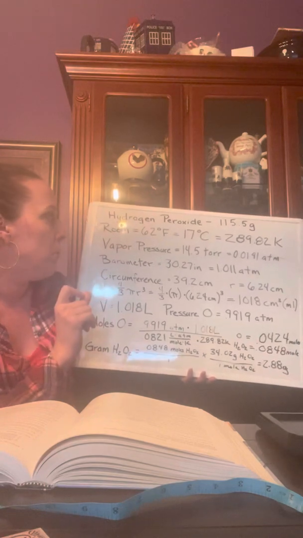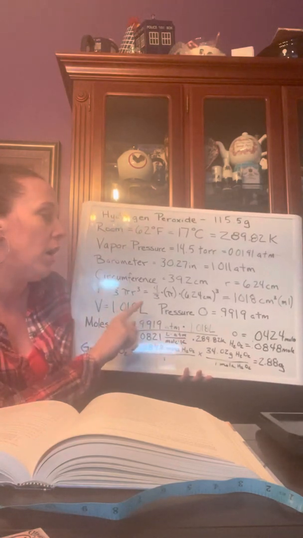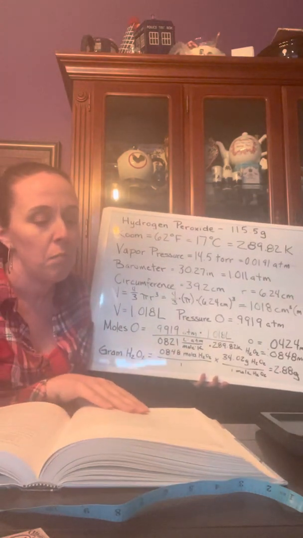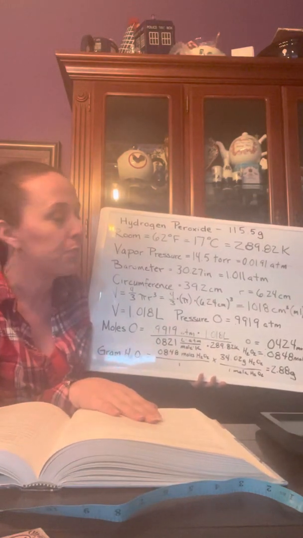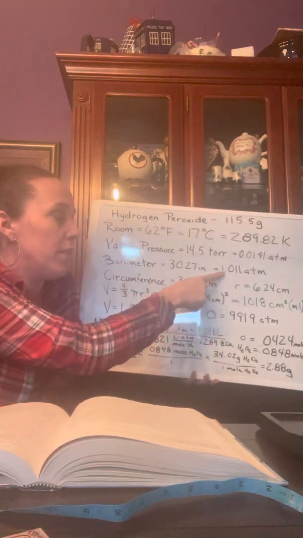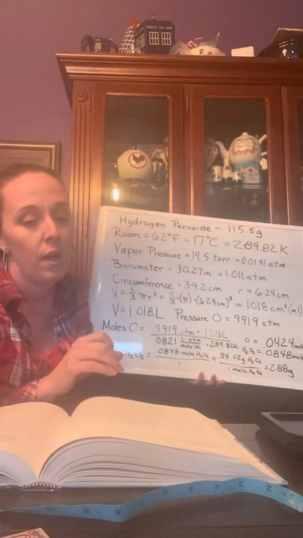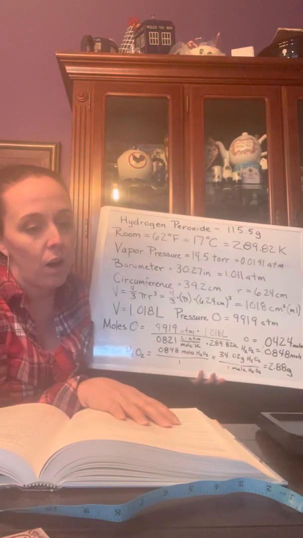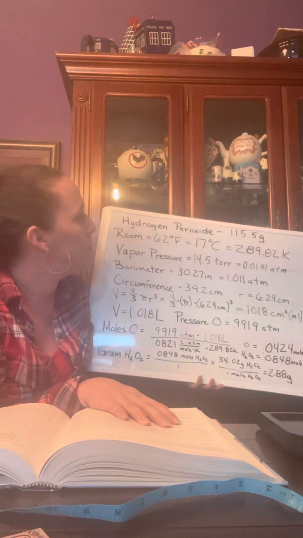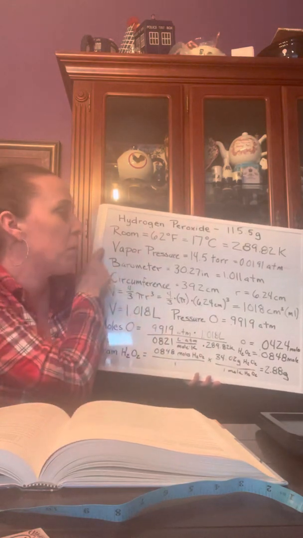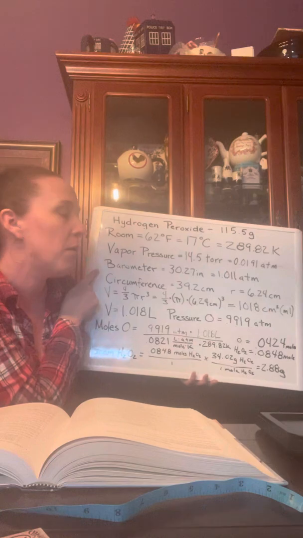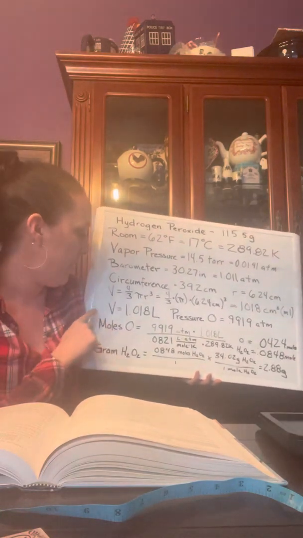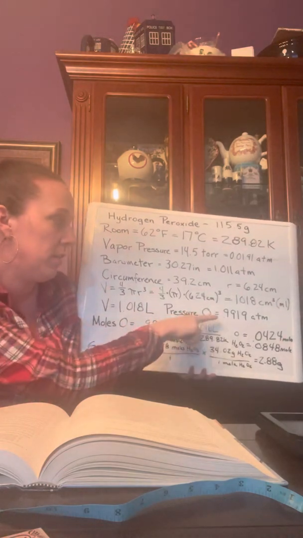So then we took the pressure of oxygen. We calculated our pressure of oxygen by looking at our atmospheric pressure, right? The 1.011 atmospheres, and then we subtracted the vapor pressure. So by subtracting the vapor pressure from the barometric pressure, we got the pressure of oxygen. Okay, so we calculated out the pressure of oxygen over here.